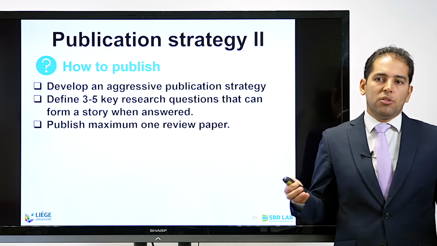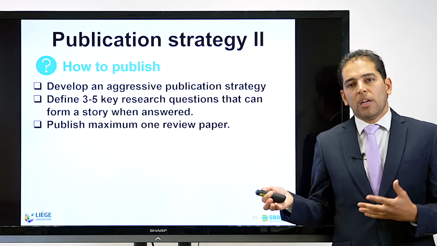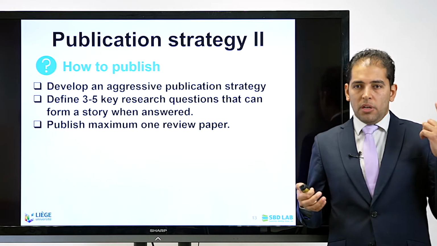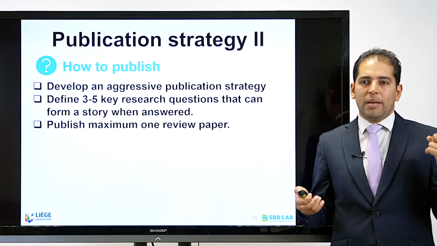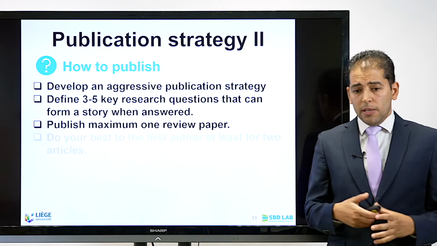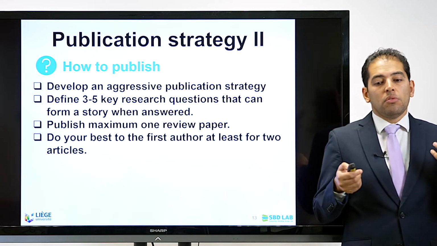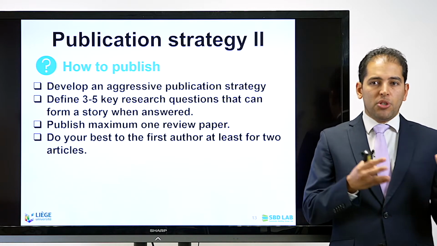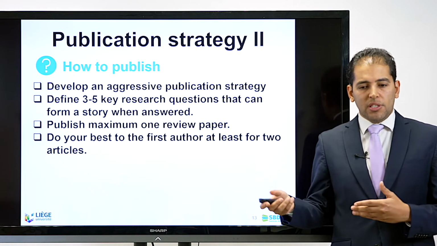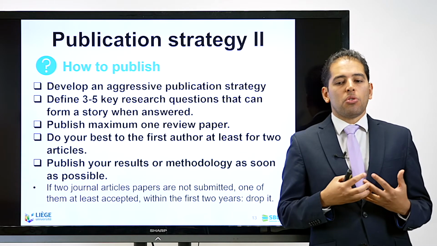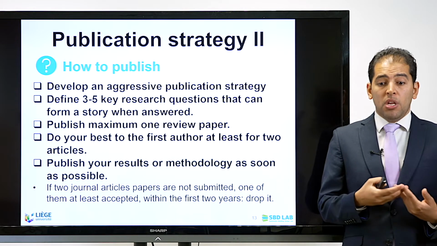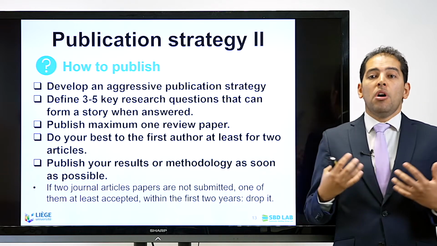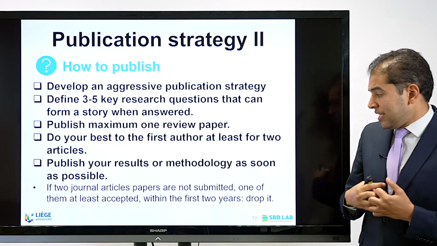So there is no way that you have 2 review papers and 1 technical and then you say I want to have a paper-based thesis. If you do a review paper, a literature review I mean, or a state of the art, it can be only 1 out of the 3. Do your best to be the first author, because it's expected that you will be at least first author on 2 of the 3 articles, and publish your results or methodology as soon as possible so that you are getting rid of the burden of rewriting all this methodology section if possible.